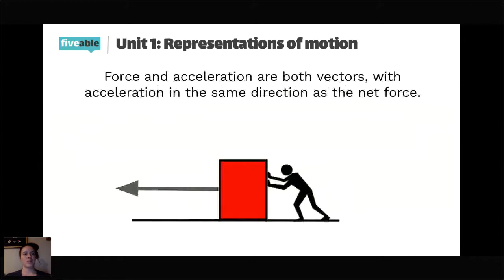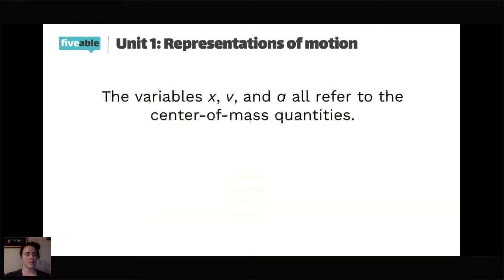Okay, so force and acceleration are both vectors, and the acceleration is always in the same direction as the net force, which makes sense, right? If I push on the box, it's going to accelerate in the same direction that I'm pushing on the box. And again, the variables x, your position, v, your velocity, and a, your acceleration, are all referring to the center of mass quantities.